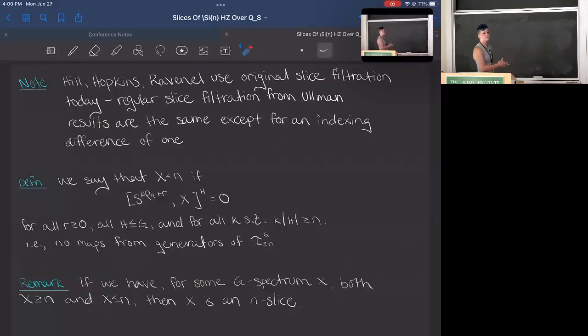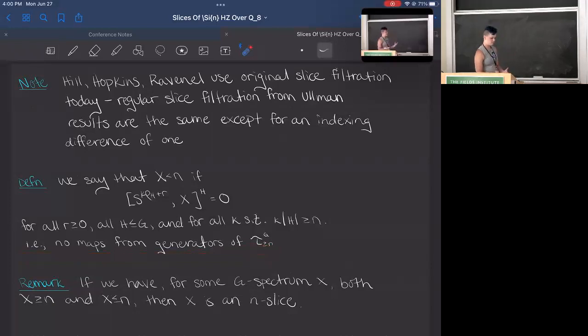I've already given you a definition of X at least n, so of course I have to give you a definition of X no bigger than n. So we're going to say that X is strictly less than n if the H equivariant maps from S^(k rho H plus r) to X are 0, for every r at least 0, every subgroup H of G, and for every k such that k times the order of H is at least n, i.e. there are no maps from generators of tau at least n G.